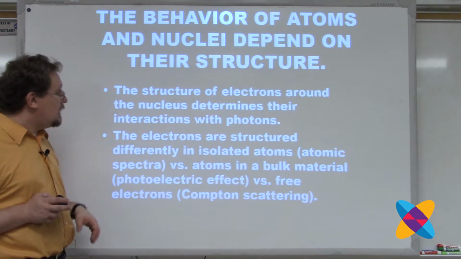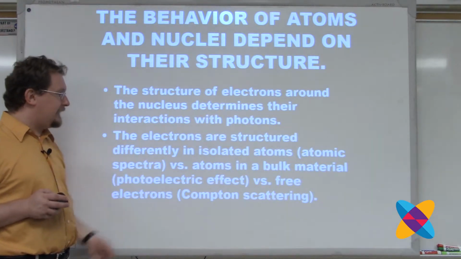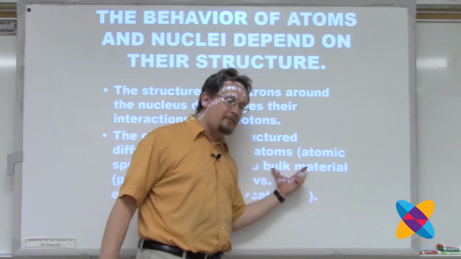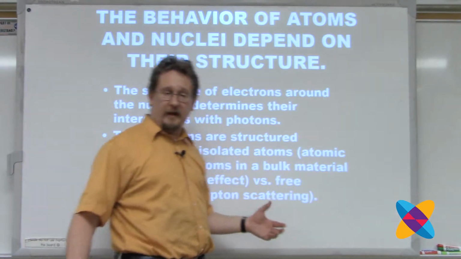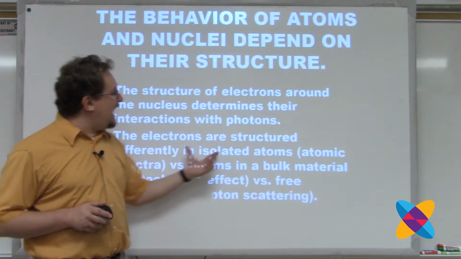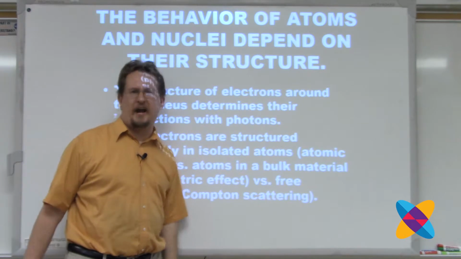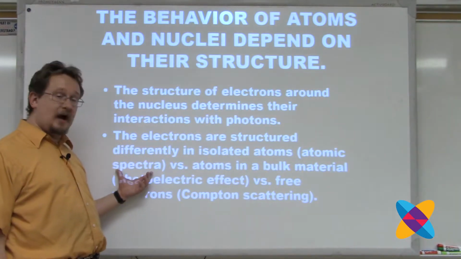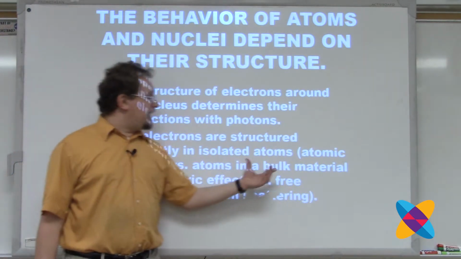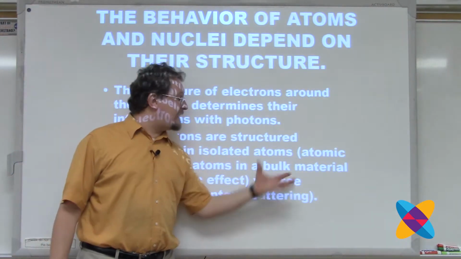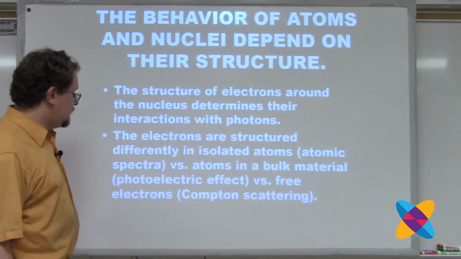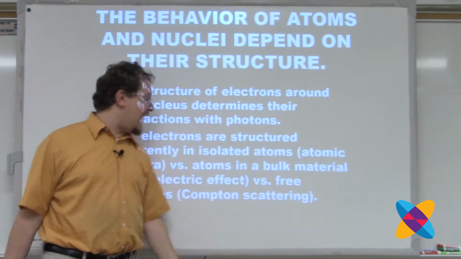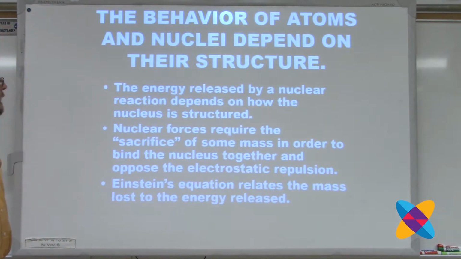just pass through. The electrons are structured differently in isolated atoms than in atoms in a bulk material. The electrons in a chunk of metal behave and are structured differently than the electrons in isolated metal atoms, like a gas of iron. If the iron was a gas, then the electrons are structured such that they can give us atomic spectra. But in a slab of iron, they can undergo a photoelectric effect. So, electrons in atoms versus free electrons that aren't even bound to any atoms, which can give us Compton scattering.